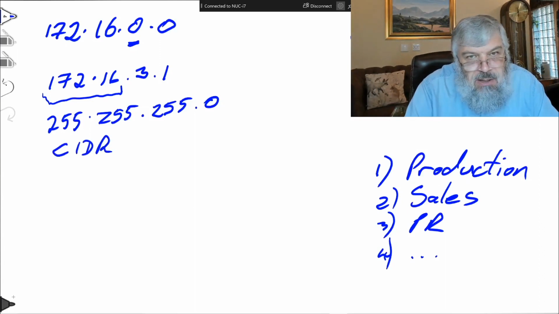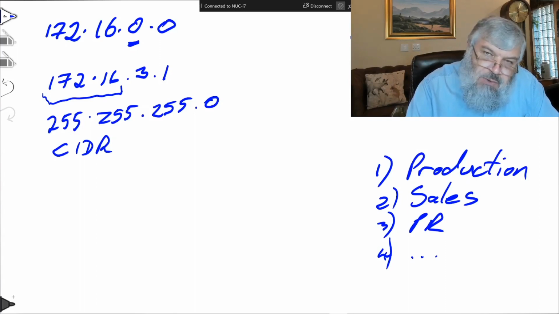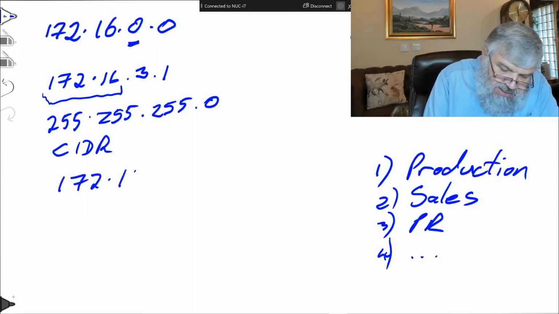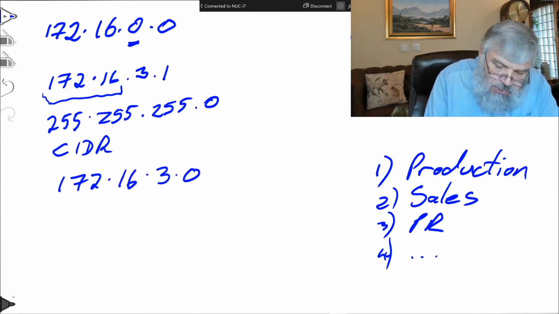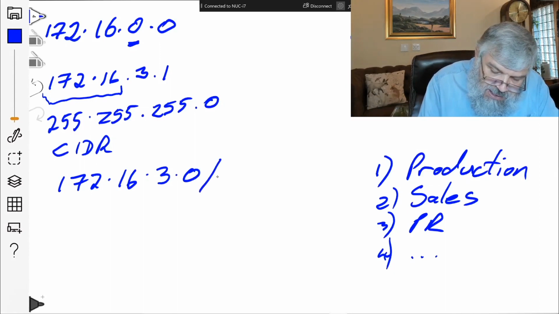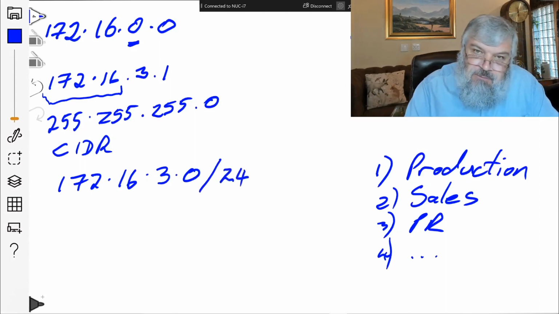And with CIDR, rather than specifying a net mask, I simply say how many bits I will allocate to the address portion. So my PR department subnet will be 172.16.3.0. I'm talking about the subnet, that's why I have the .0. And I'm going to say that I consider the first 24 bits to be the network. In other words, the remaining 8 bits would represent the host on that network.